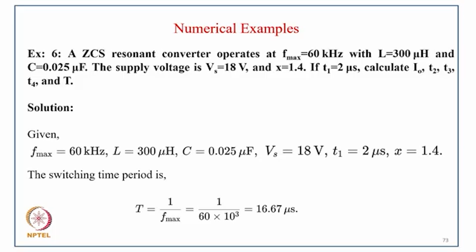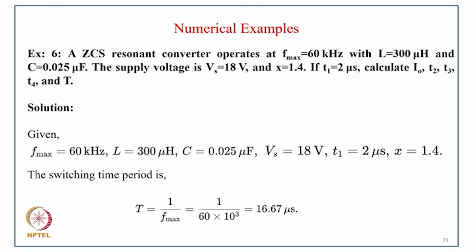Coming to example 6: a zero current switching resonant converter operates at F max equal to 60 kilohertz, L equal to 300 microhenry, and C equal to 0.025 microfarad. The supply voltage Vs equal to 18 volt and X equal to 1.4. If T1 takes 2 microseconds, calculate I0, T2, T3, T4, and T.